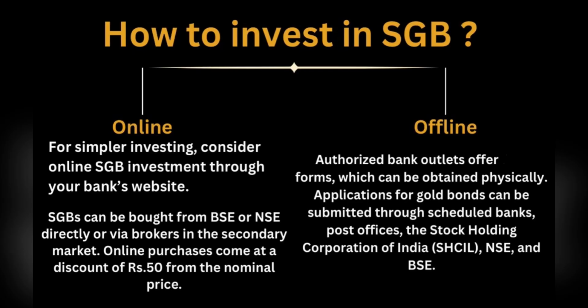Investing in sovereign gold bonds can be done both ways, online and offline. For simpler investing, consider online SGB investment through your bank's website. SGBs are available for purchase directly from BSE or NSE or through brokers in the secondary market. Online purchases offer a 50 rupees discount from the nominal price. Alternatively, authorized bank outlets provide physical SGB forms for offline applications, which can also be submitted through scheduled banks, post offices, NSE, and BSE.